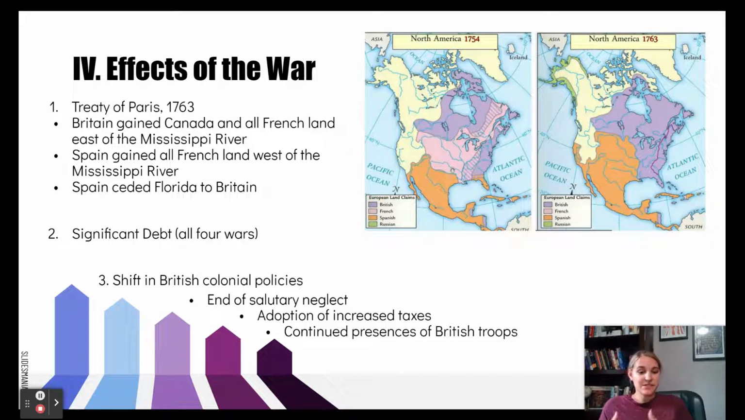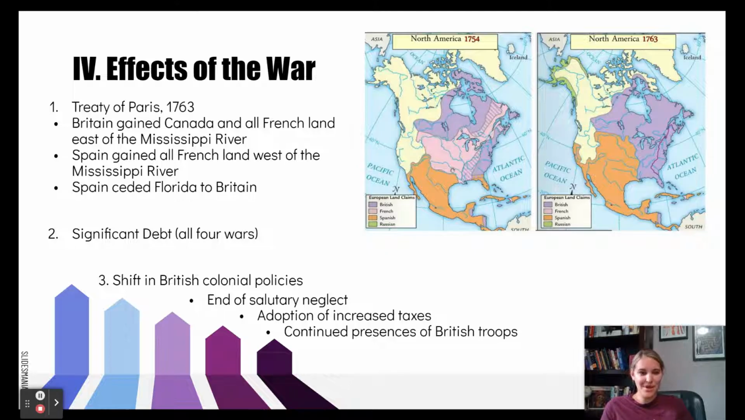Now, there is significant debt for the British Empire as a result of all four wars, but especially the Seven Years' War. And because of that debt, we see a shift in the British colonial policies. If you remember salutary neglect, this is the policy where the British basically ignored their own navigation acts, where they allowed the colonists to engage in trade as they saw fit. And so they're going to end that practice and start increasing their observation of the navigation laws.